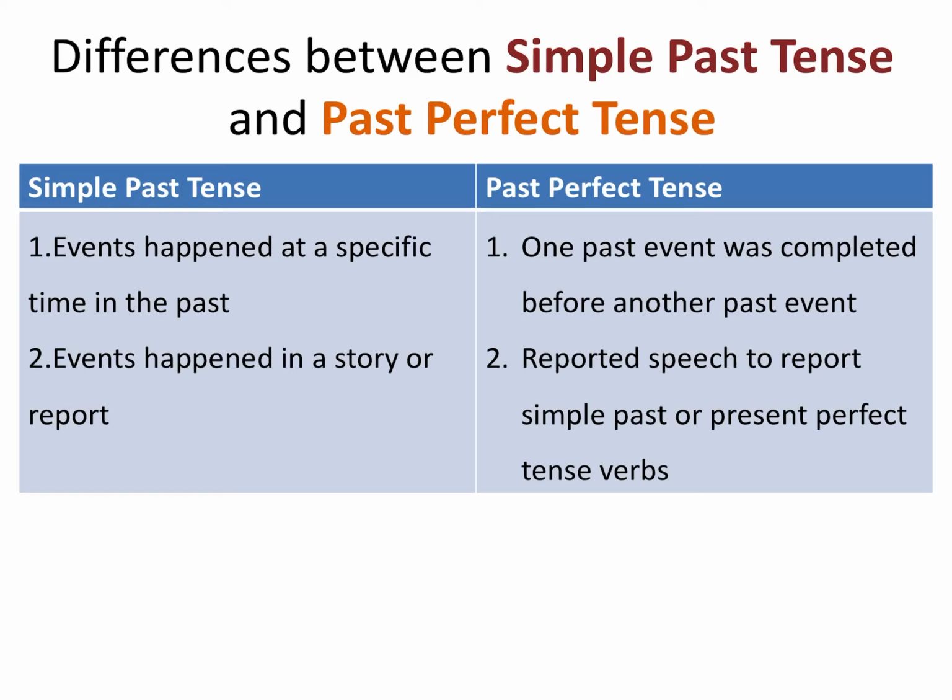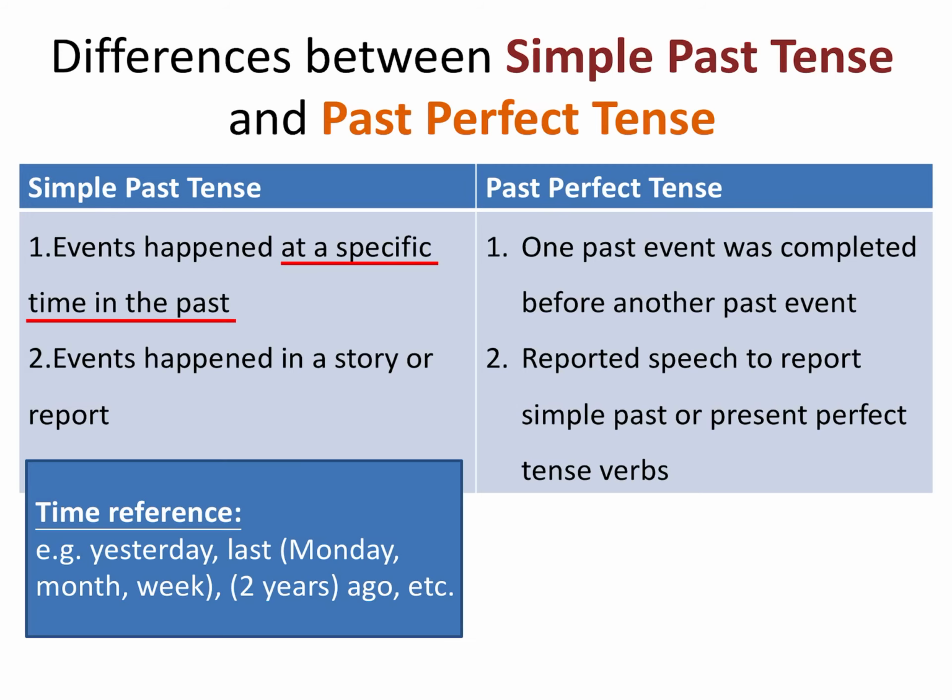Finally, here comes the last part of the video. When do we use simple past and when do we use past perfect tense? It's actually very simple. We use simple past tense when you know the specific time in the past. There can be a lot of past events, but it can also be only one past event.